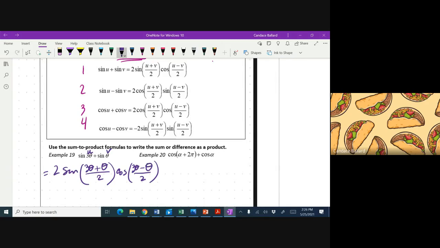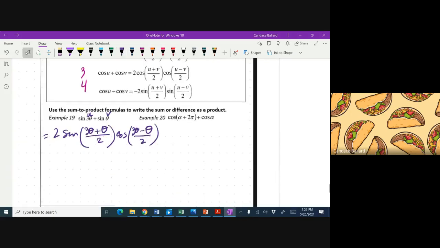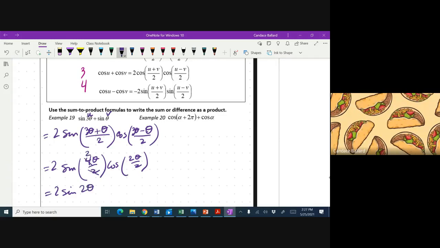And then we're going to go ahead and do some combining like terms and some canceling. So 2 sine, let's see, 3 theta plus theta would be 4 theta over 2. Cosine, 3 theta minus theta would be 2 theta over 2. And then hopefully you're noticing the 2 goes into the 4 twice, so I get sine of 2 theta. And the 2's cancel, so I get cosine of theta. Done.